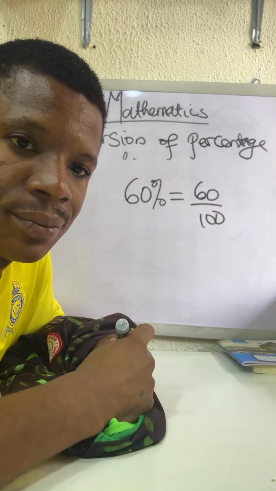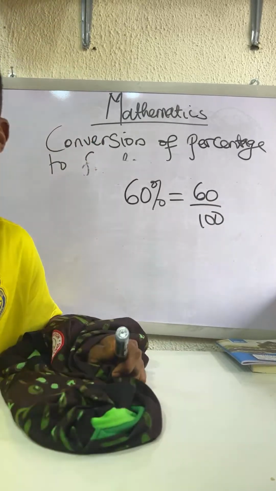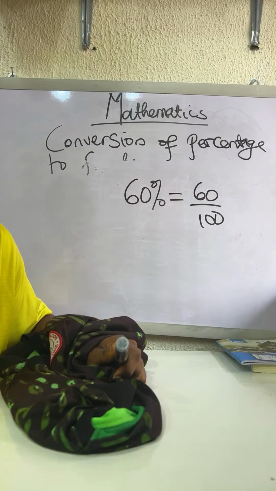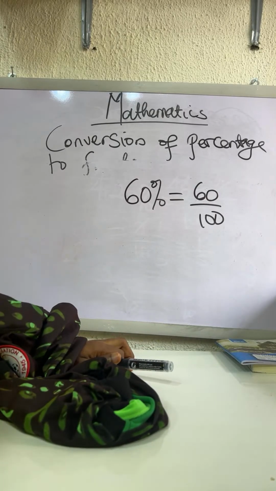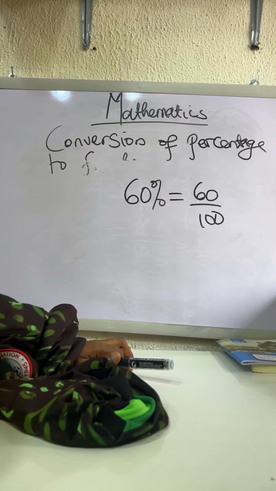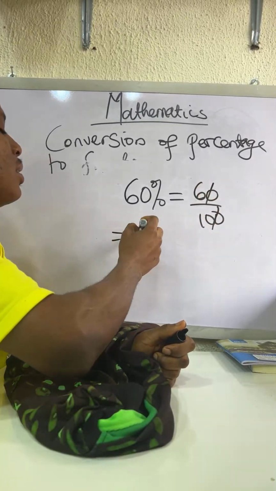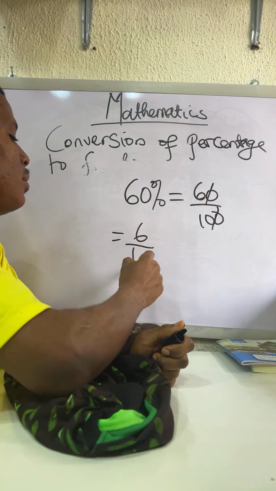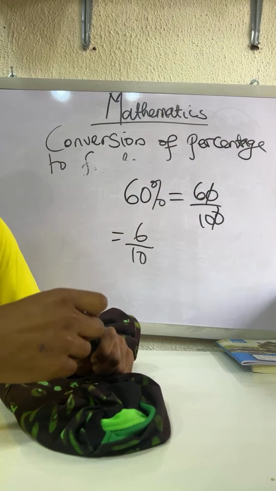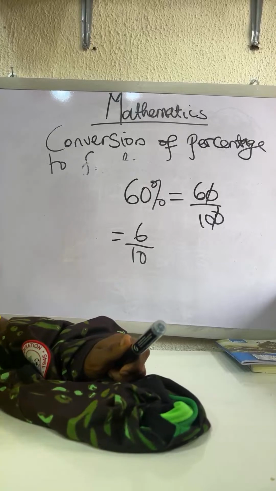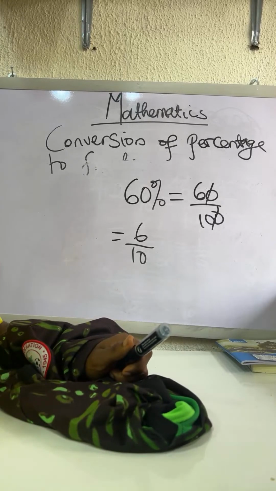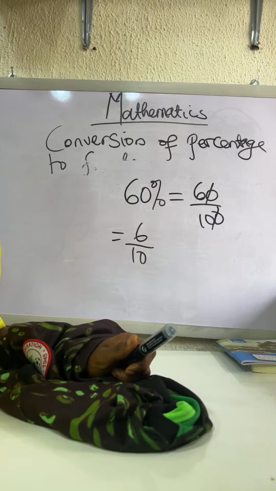Right? So what should I do next? Cross out the zeros. If I cross out the zeros, I'll be having what? I'll be having 6 over 10. So what should I do next when I have 6 over 10?